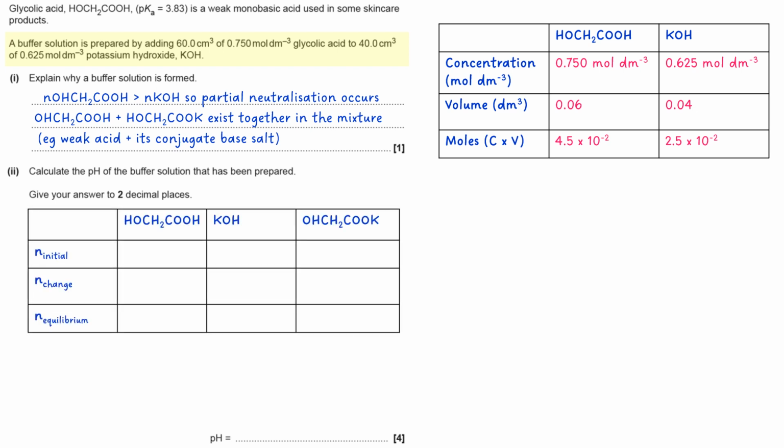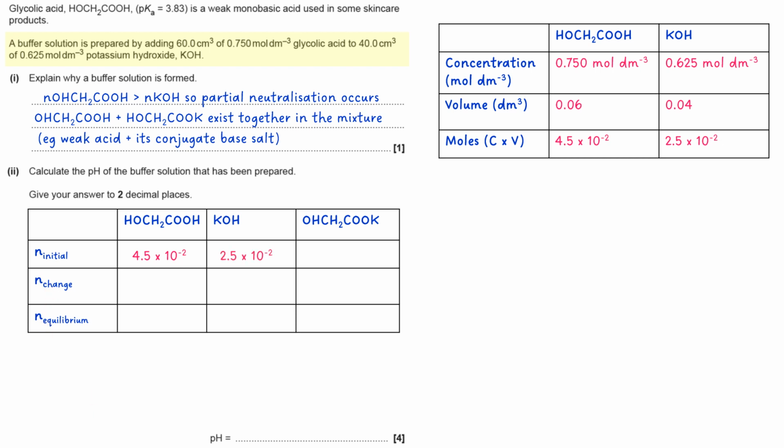So the next thing to do is to calculate the pH of the buffer solution that is formed by putting in the moles we've worked out. Now for the glycolic acid, the starting moles is 4.5 times 10 to the minus 2. I'm using the ICE method, obviously the initial moles, the change in moles, and the equilibrium moles.